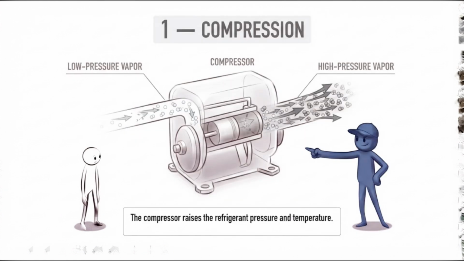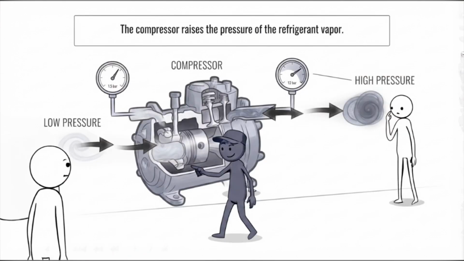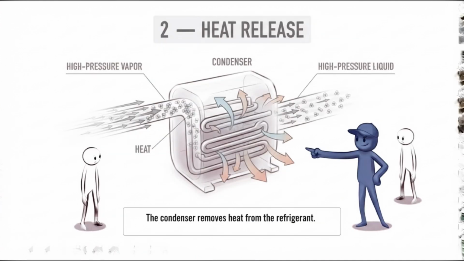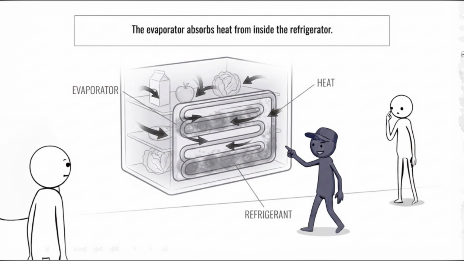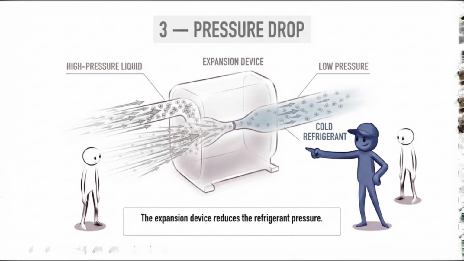First, the compressor takes in low-pressure refrigerant vapor. It compresses the vapor and raises its pressure and temperature. The hot, high-pressure refrigerant then moves into the condenser. The condenser releases heat into the surrounding air. The refrigerant cools and changes into a high-pressure liquid. The liquid then passes through the expansion device. Its pressure drops. The refrigerant becomes much colder.